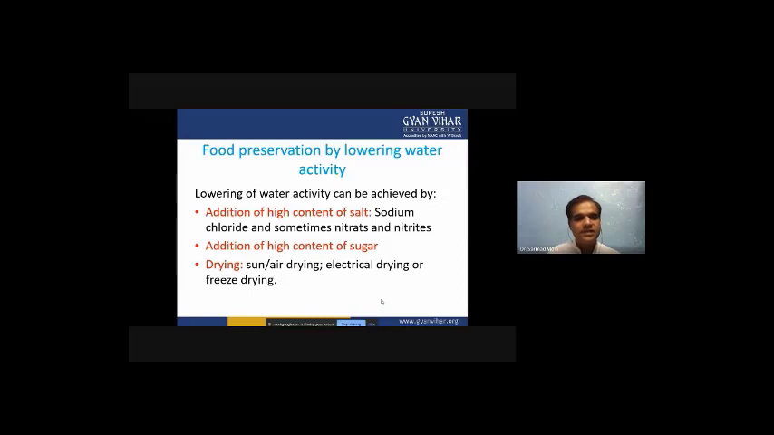Then drying: sun dried, air dried, electric dried or freeze dried food material. We are reducing the free water so that the water content is reduced in the food material and microorganisms cannot attack, and when they cannot attack, we can increase the food storage time.